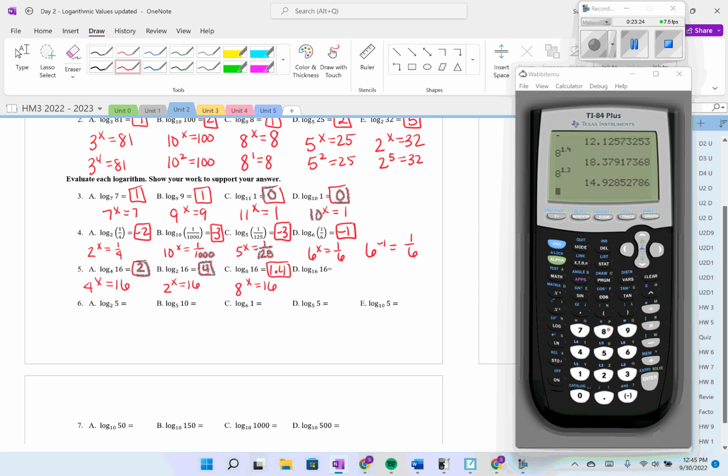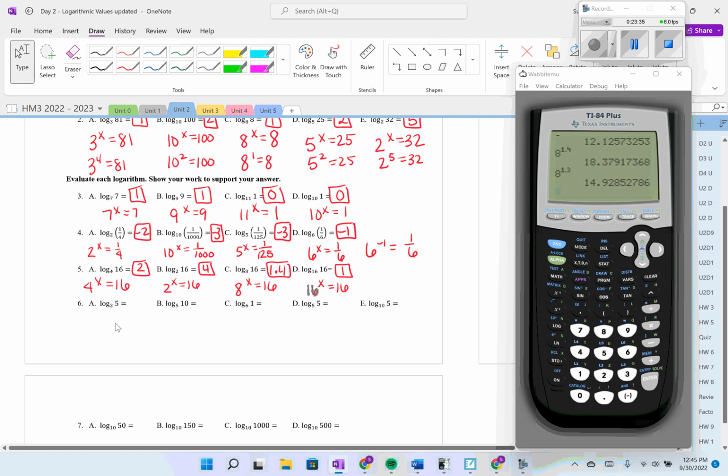So then for the next one, 16 to what power equals 16? X would have to be equal to 1. So let's do the next ones. You can pause the video, try these on your own. When you're done, unpause to check your work.